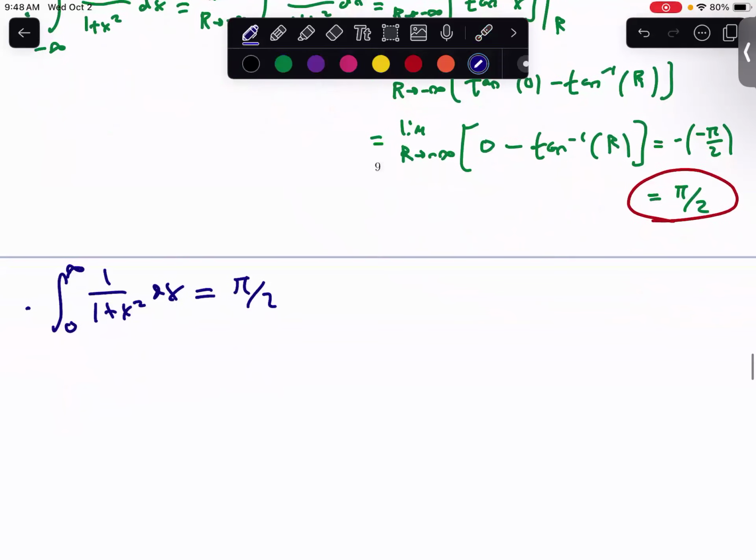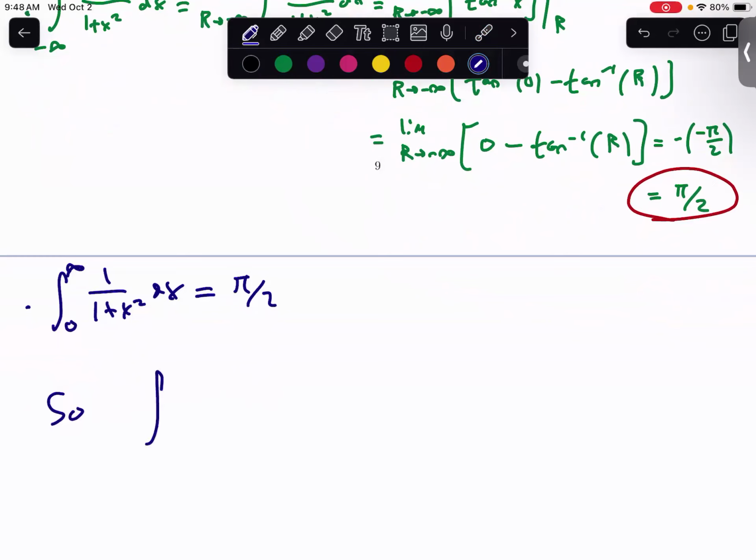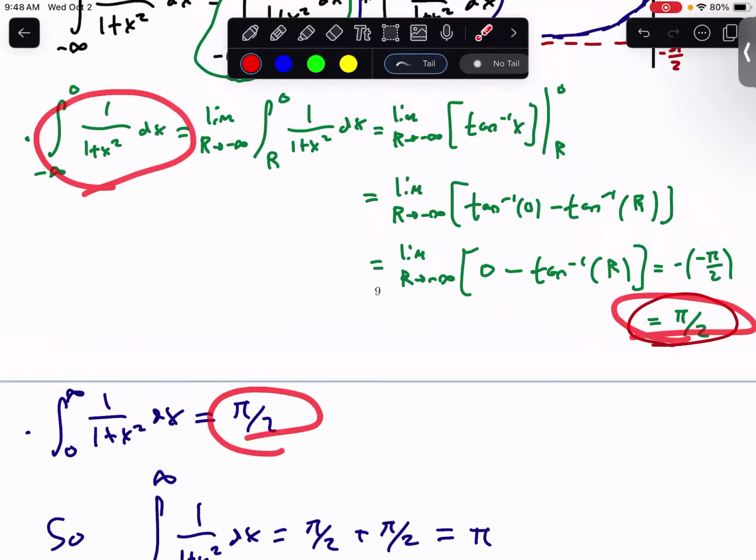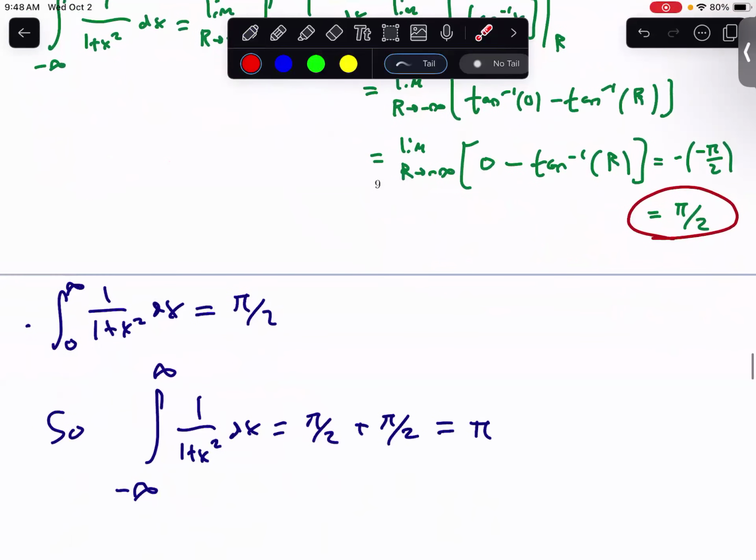And so what this implies, to finish up, is that this integral from minus infinity to infinity of 1 over 1 plus x squared dx is really equal to pi over 2 plus pi over 2, which is equal to pi. Just taking the sum of these two definite integrals that we ended up showing was equal to pi over 2. And so this would be your final answer.